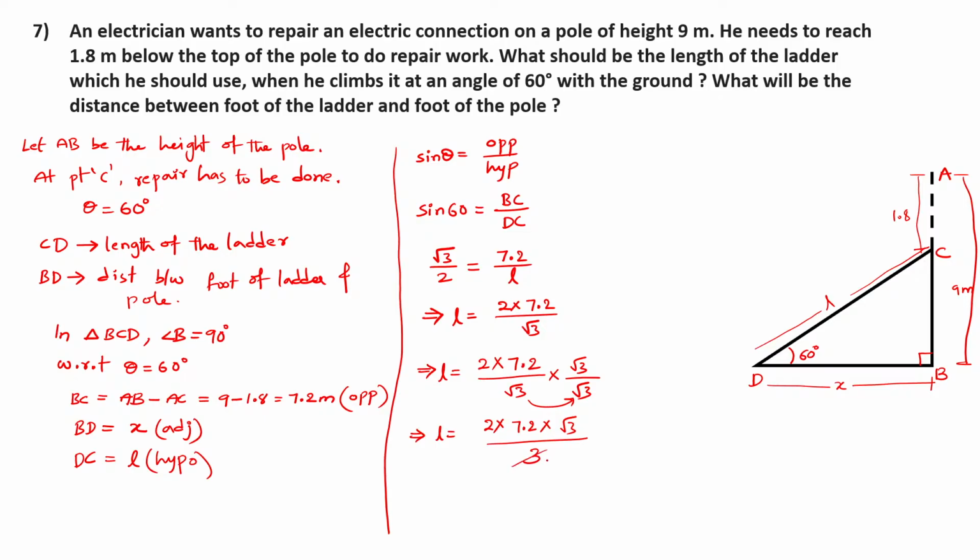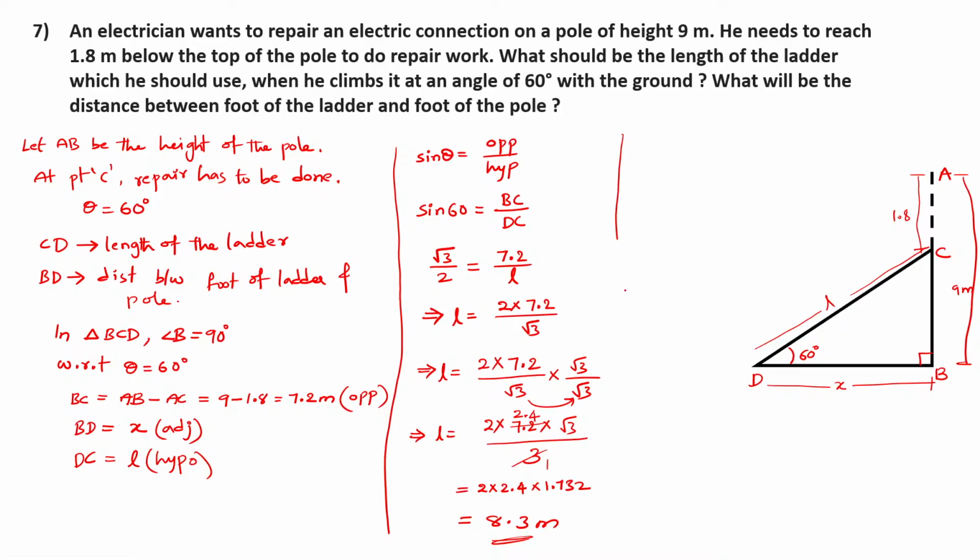Now 3 table, 3 ones are, 3 twos are, 3 fours are 12. Next, we multiply 2 into 2.4 into 1.732. If you multiply all these things, we get approximately 8.3 meters. So this is the length of the ladder.